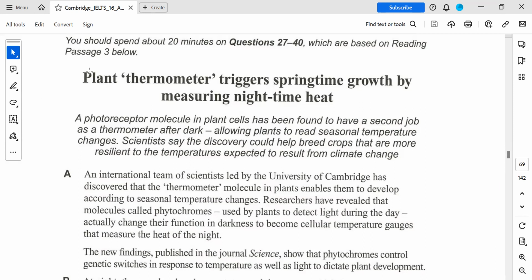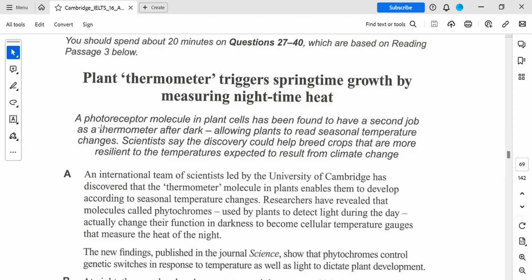Now, the first thing is to always read the title before the introduction. Plant thermometer. So I'm imagining a thermometer which we use for human beings, that mercury one, and I'm just imagining a plant. Trigger springtime growth by measuring nighttime heat. So I'm imagining nighttime is dark and something is warm and it's growth. Okay, plants are growing.